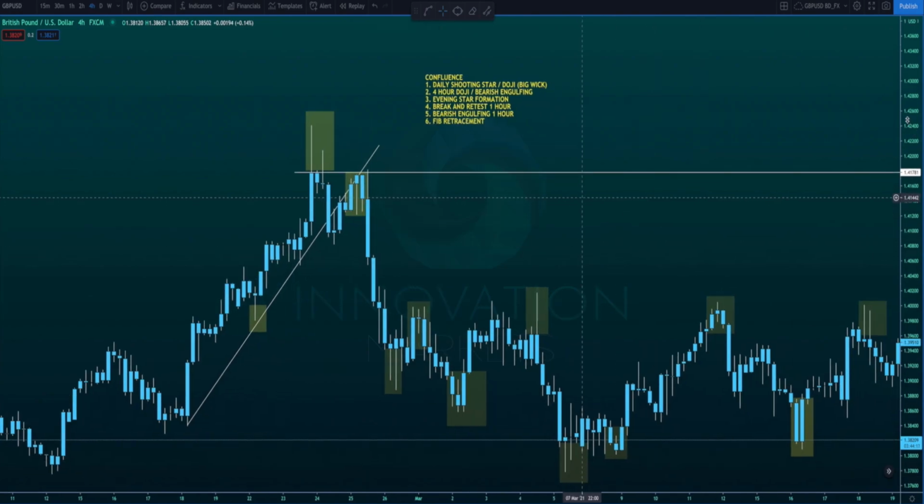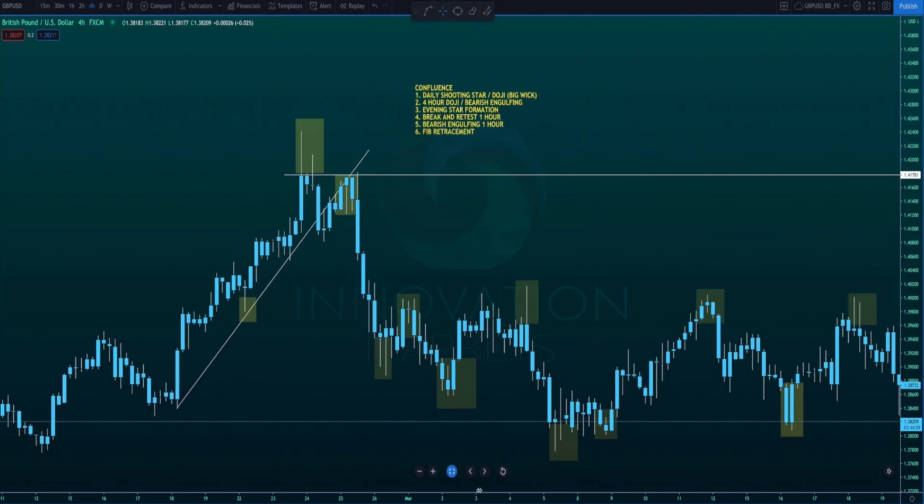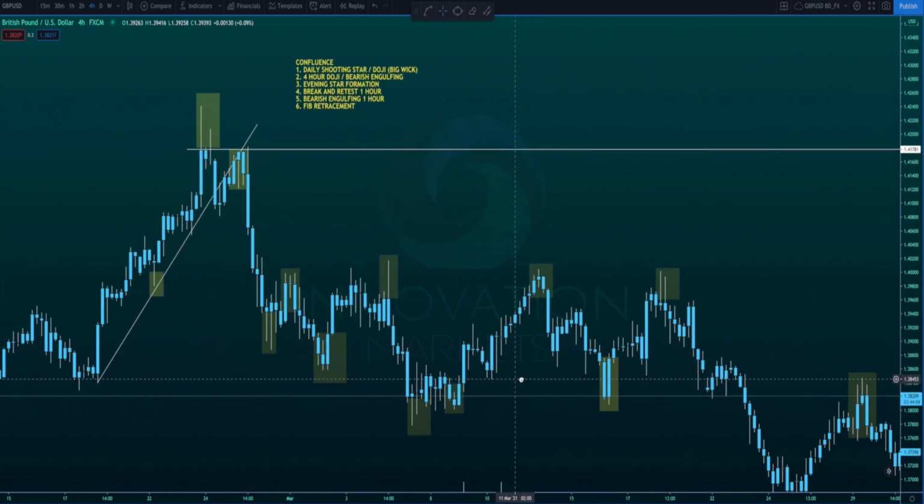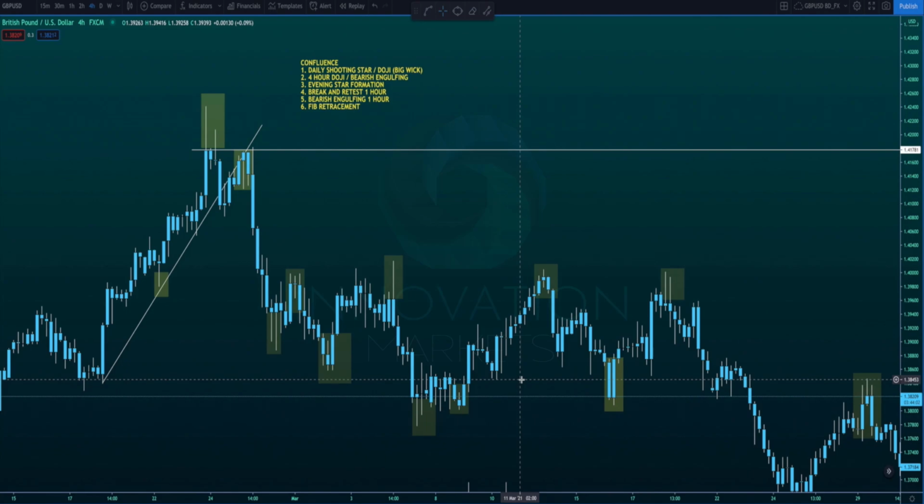Now, another thing I'm just going to leave you to do is, I would have done a little bit more, but we are, I think, about an hour and a half into this video. Today's homework, or this lesson's homework, is to go and look at the tops and bottoms, like I've highlighted here. Again, find the evening star formations, find the morning star formations, pin bars and tweezer tops and tweezer bottoms.